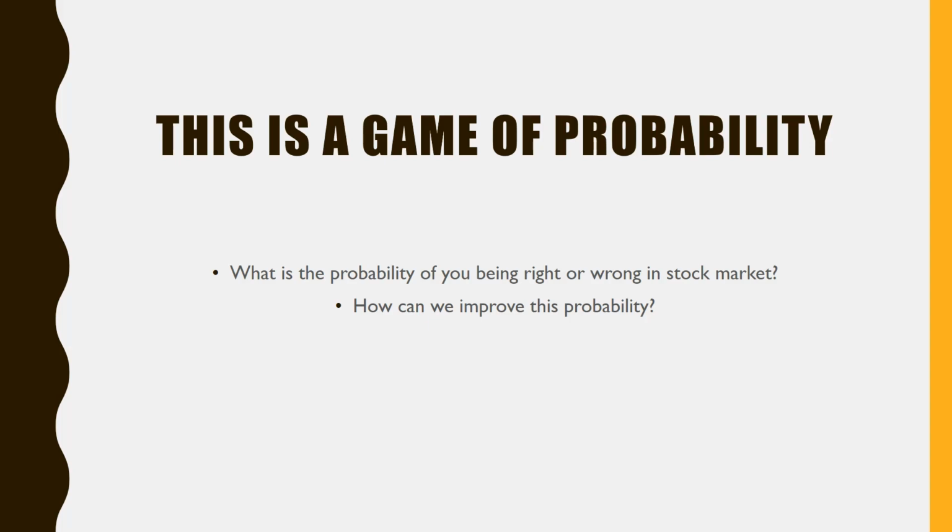The probability is no longer 50% right and 50% wrong. If you have done the correct analysis, it turns in your favor. So there is a higher probability of you being right if you follow a certain set of rules or a strategy.